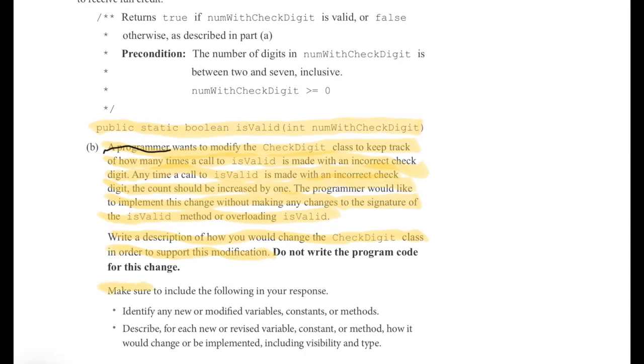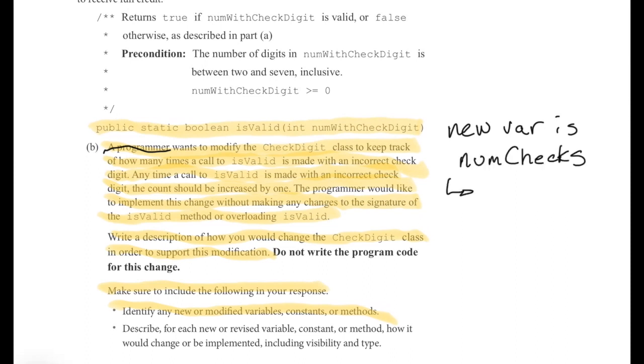So make sure to include the following in your response: identify any new or modified variables, constants, or methods. So for me, I think the new var is, I don't know, numChecks. And we know that it's got to be static, because everything we're doing is static right now, and we also know that it's got to be an int.